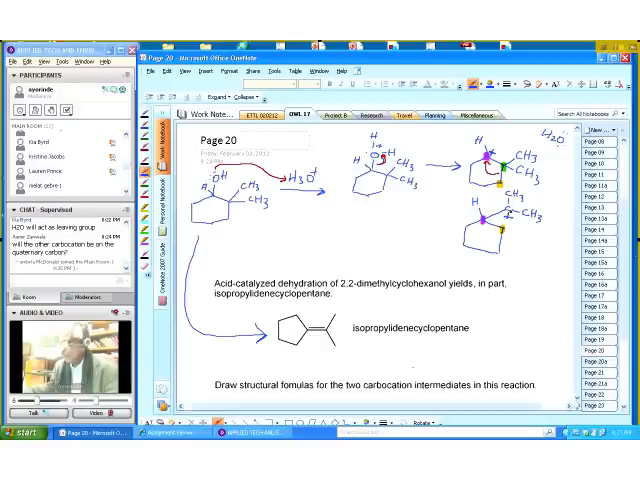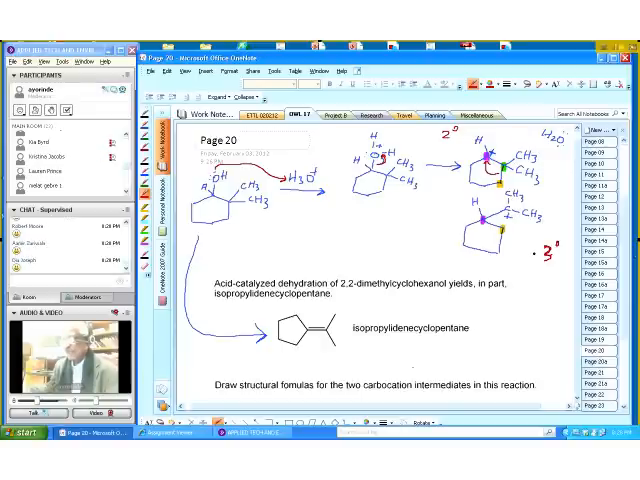So what have we done? We've gone from a secondary carbocation to a tertiary carbocation. If you see that, give me a happy face. Okay. So that is what we have done now.